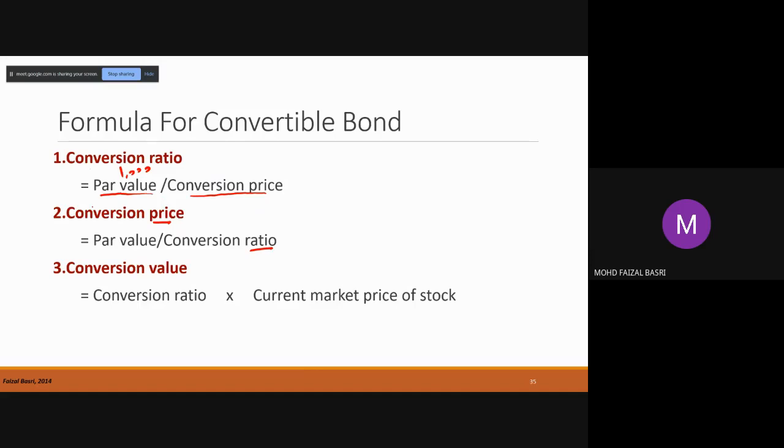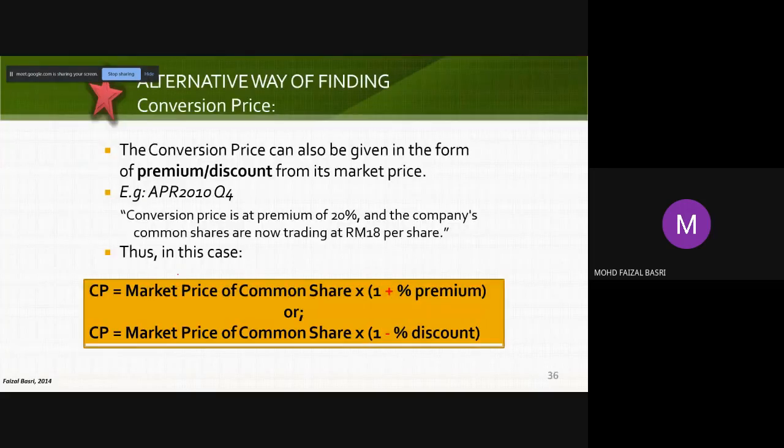Okay, so for number 1 and number 2, yeah, they have to give you either one in order for you to find the other one. Okay, because the information will rely on the other information. So for example, if you want to find conversion ratio, we need to know the conversion price, and vice versa. If you want to find the conversion price, we need to have the conversion ratio. Okay, that's one thing. Before I explain about number 3, dia ada satu alternative way, okay, of finding conversion price.